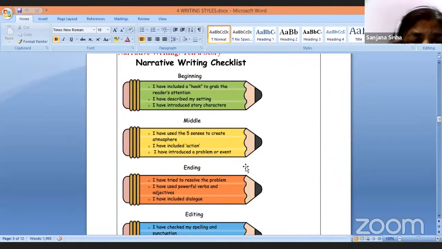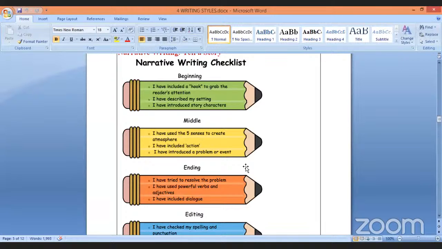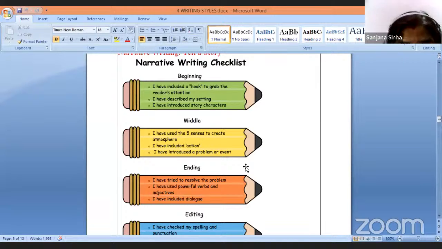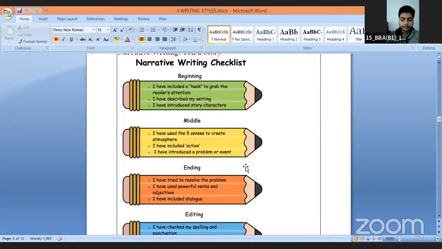The middle part. In the middle part, you use the 5 senses to create atmosphere. It means 5 senses means what the reader will see, what the reader will feel, all the 5 senses. What are the 5 senses? Sight, sound, hearing, smelling, and touching. So you have to use the 5 senses to create atmosphere.